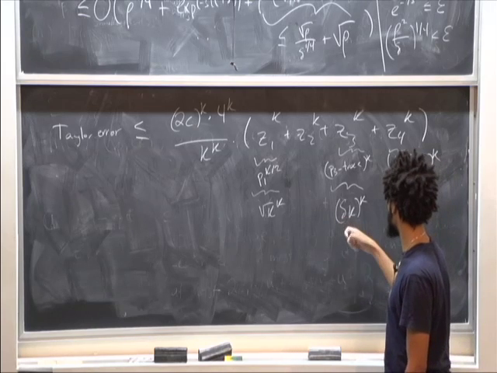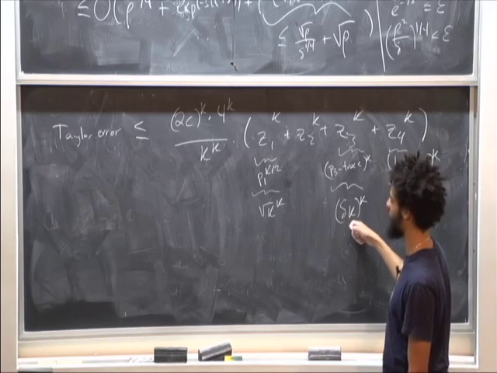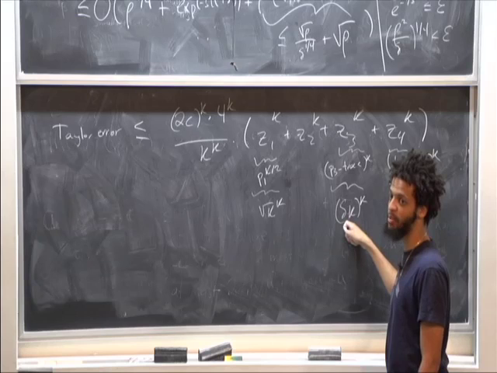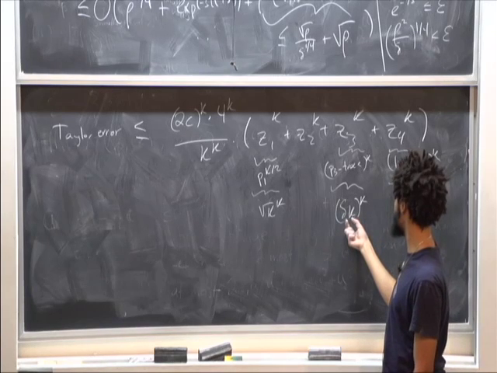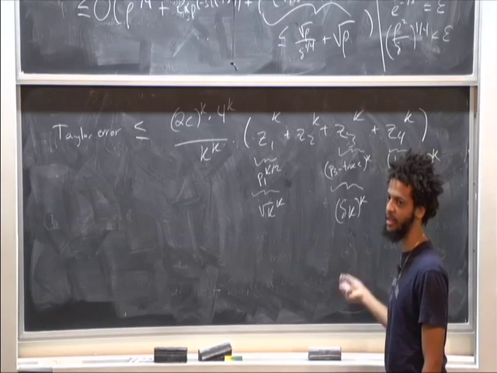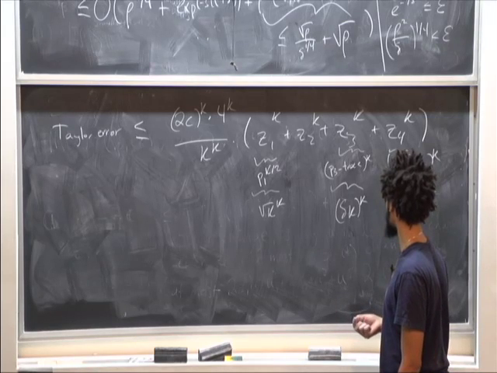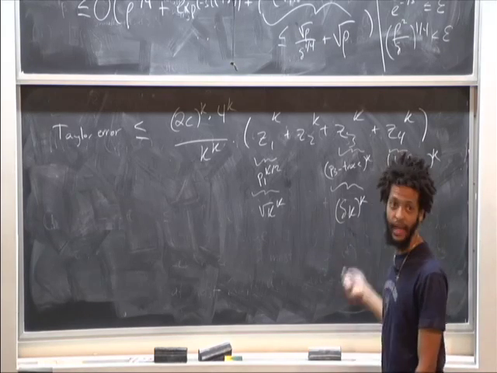And remember, k is poly 1 over epsilon. Delta itself is poly epsilon. So this thing is going to be better than k to the k. This is going to be k to some power to the k.